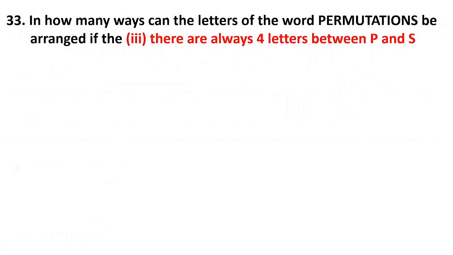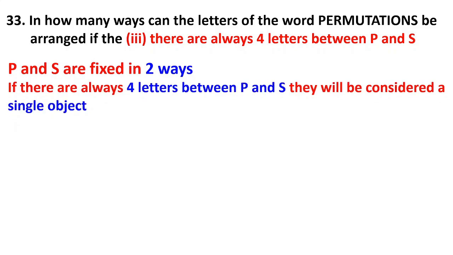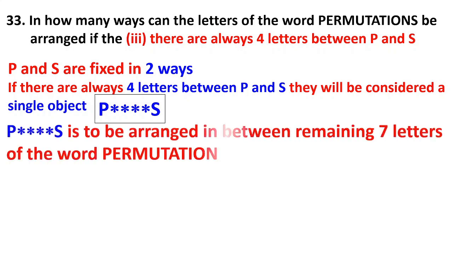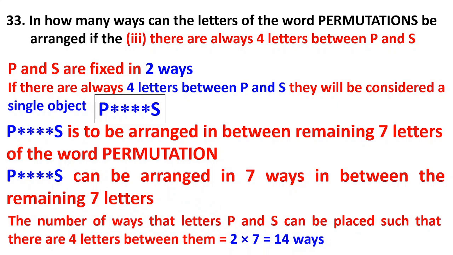There are always 4 letters between P and S, and P and S can be fixed in 2 ways. If there are always 4 letters between P and S, they will be considered as a single object. It will be like this. This object is to be arranged among the remaining 7 letters. Therefore, it can be arranged in 7 ways. And the number of ways that letters P and S can be placed such that there are 4 letters between them is 2 into 7, 14 ways.